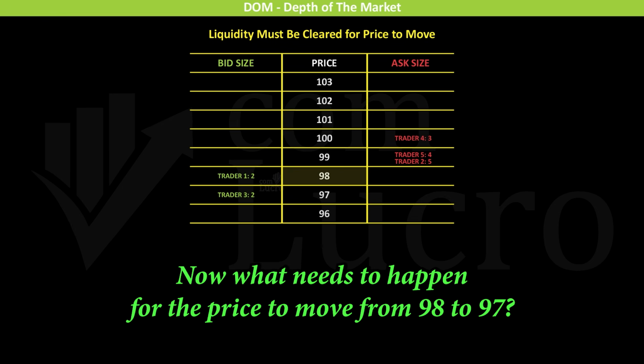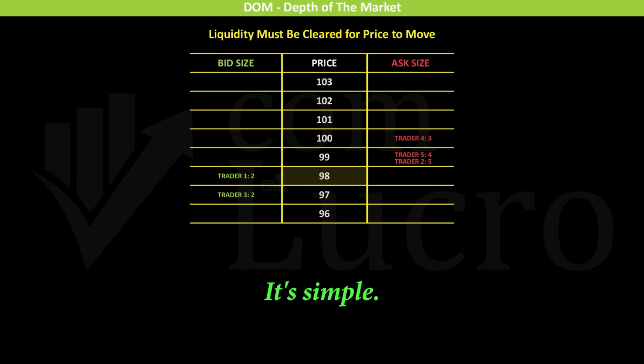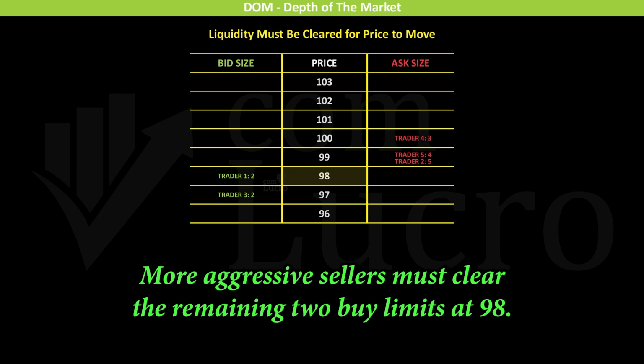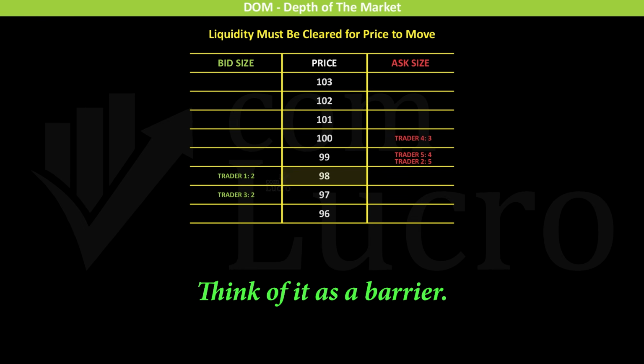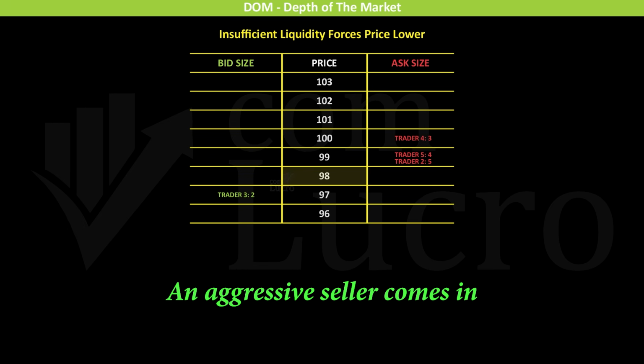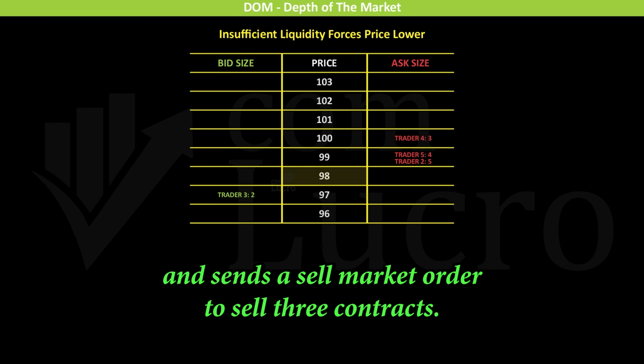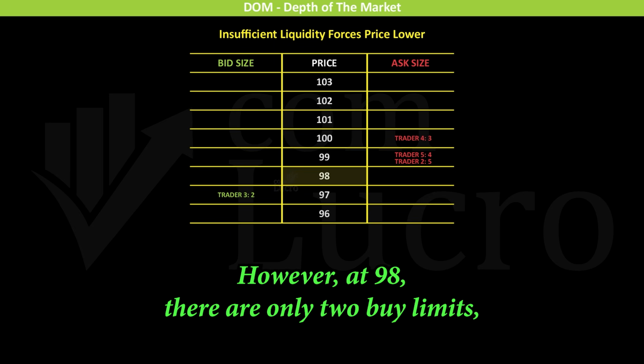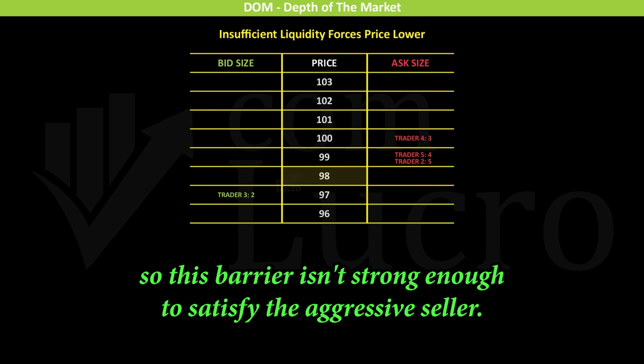Now, what needs to happen for the price to move from 98 to 97? It's simple. More aggressive sellers must clear the remaining 2 buy limits at 98. Think of it as a barrier. This barrier of limit orders must be broken for the price to move. An aggressive seller comes in and sends a sell market order to sell 3 contracts. However, at 98, there are only 2 buy limits, so this barrier isn't strong enough to satisfy the aggressive seller.